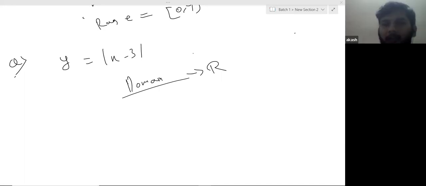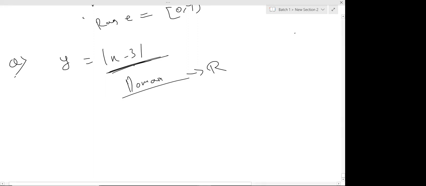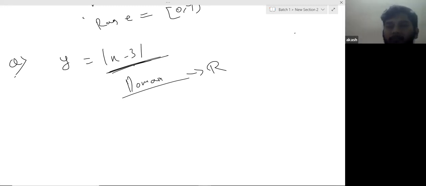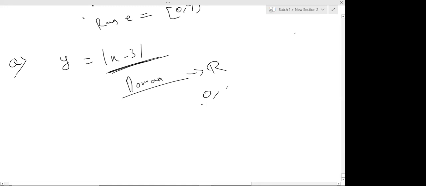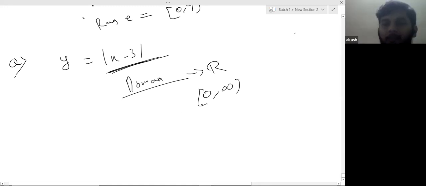See, don't take y equals to this, just look at this. This is modulus function. What should be the minimum value of this and maximum value of this? Got the answer? Yes, sir. 0 to infinity. Very simple. When x is 3, it will be 0. Beyond that, everything will be positive. So 0 to infinite. Clear, Shravya?